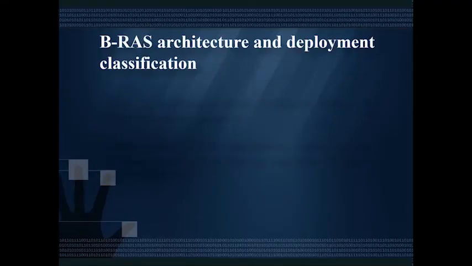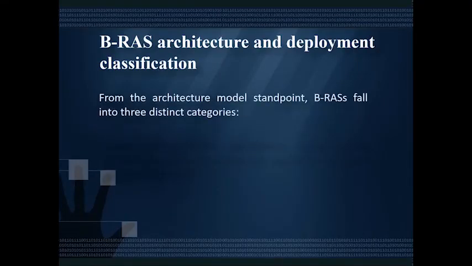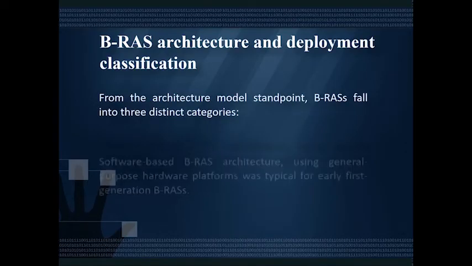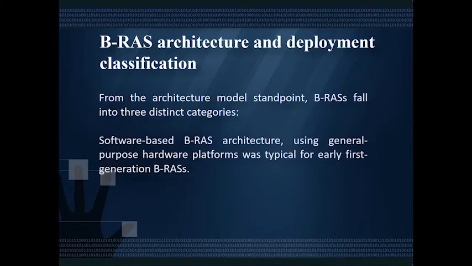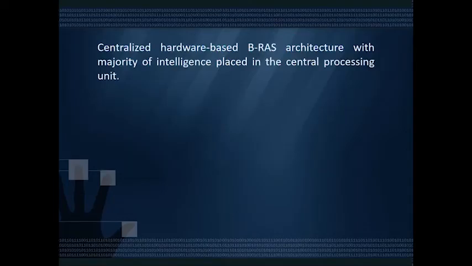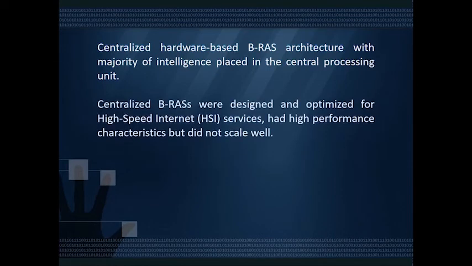We are going to find out next about BRAS architecture and deployment classification. From the architecture model standpoint, BRASs fall into three distinct categories. Software-based BRAS architecture using general-purpose hardware platforms was typical for early first-generation BRASs. Centralized hardware-based BRAS architecture with the majority of intelligence placed in the central processing unit. Centralized BRASs were designed and optimized for high-speed internet services, had high performance characteristics but did not scale well.